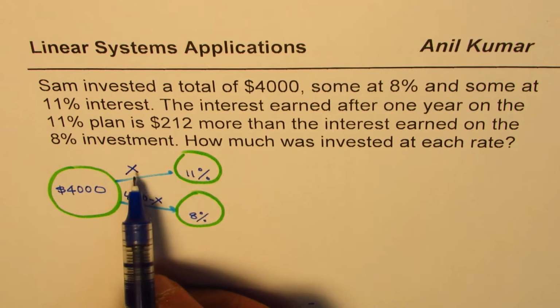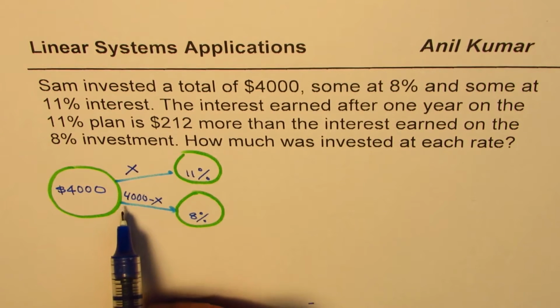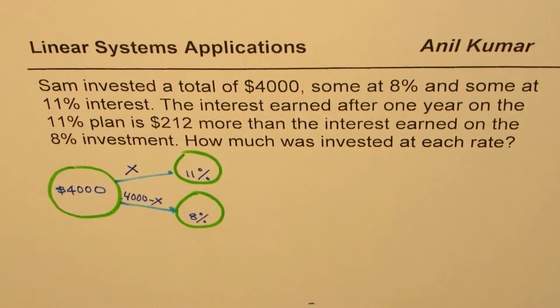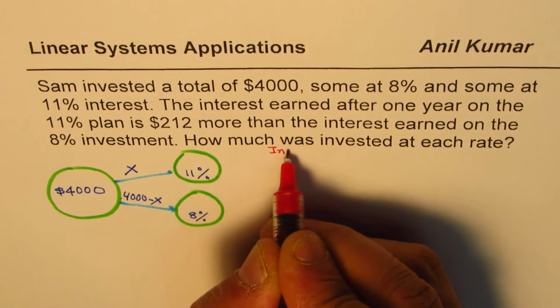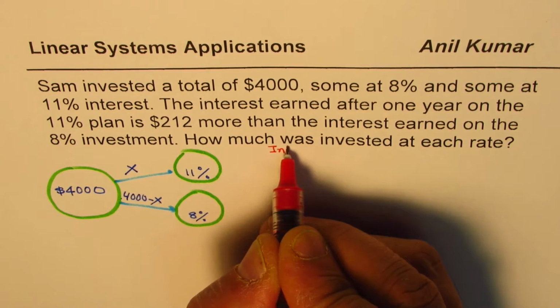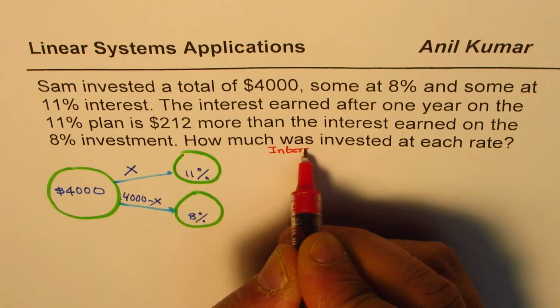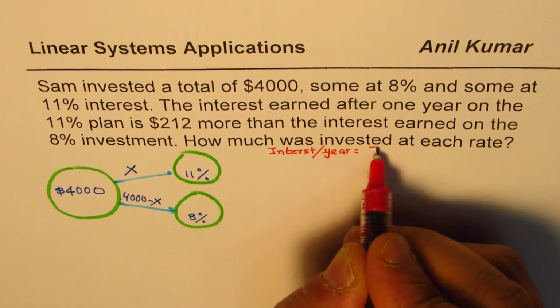So we are saying let X be the amount which is invested at 11%, then 4,000 minus X is invested at 8%. I hope it makes sense. Now, let us calculate the interest earned. So let's find the interest. So what is the interest? Whenever you invest, let me say interest per year. So we are talking about 1 year.